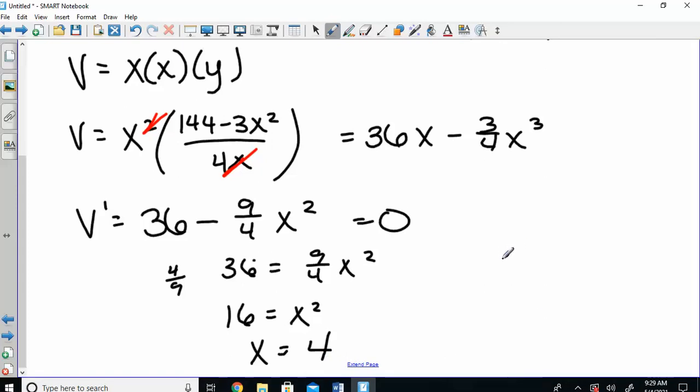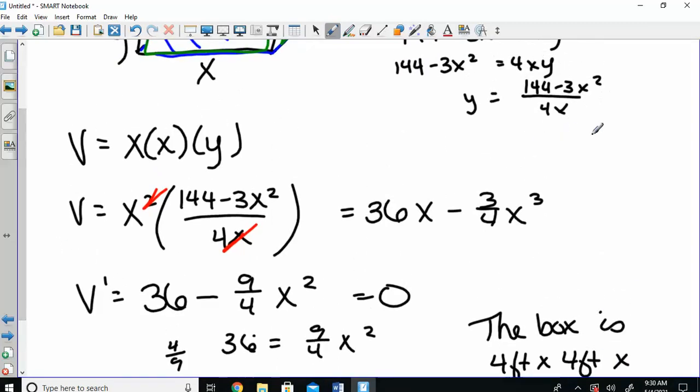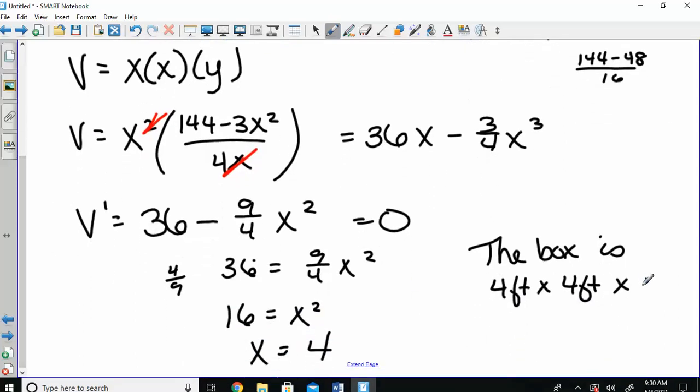Then I wanted the dimensions of the box. So x is 4, so length and width are both 4. The height was your y, so if you plug in a 4 here, you get 144 minus 16 times 3 is 48 over 16. So 96 over 16, which is 6.